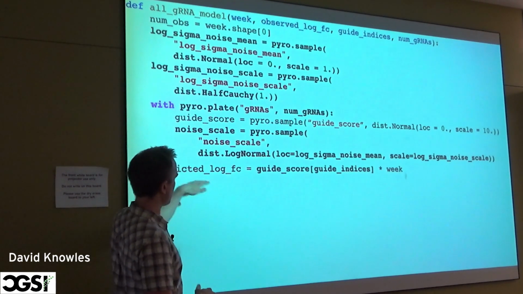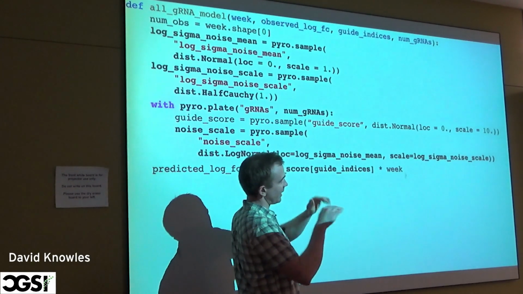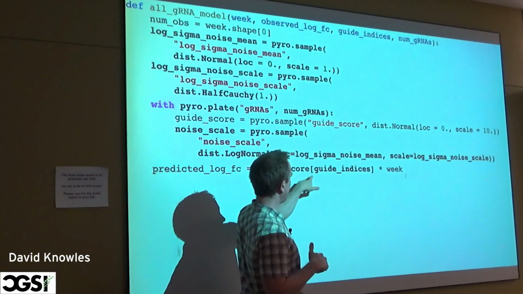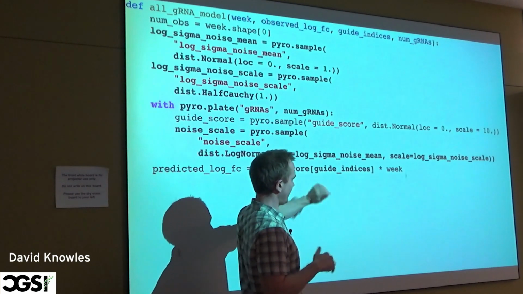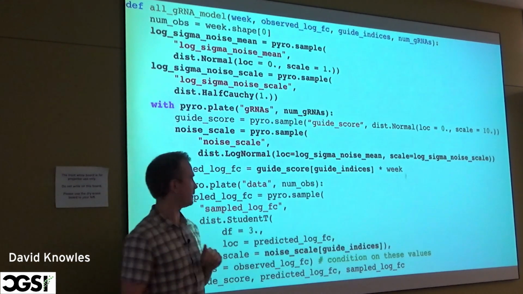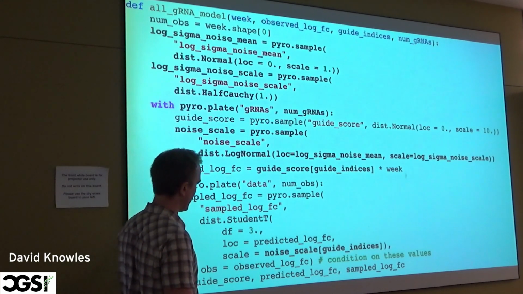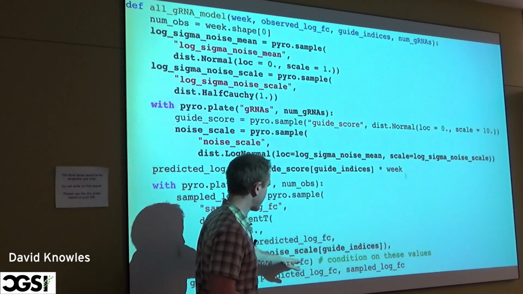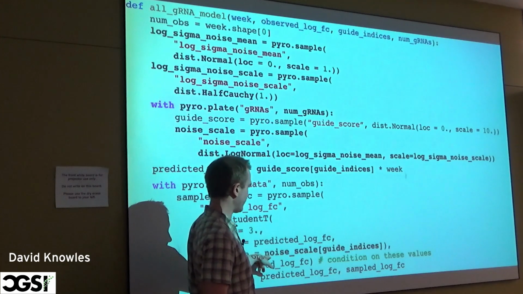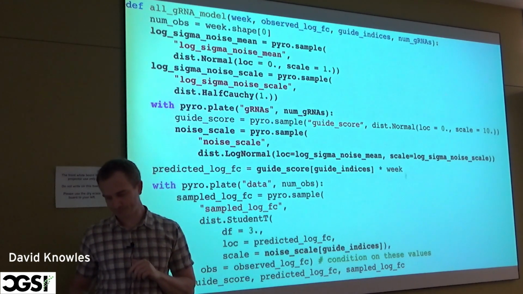The regression model part is basically the same, except for every data point, every row of my data frame that I'm looking at, I just need to pull out the correct guide score for that row. And then the likelihood is very similar to what we had before. But again, now I need to index the correct noise standard deviation for the specific guide that I'm looking at for that row.